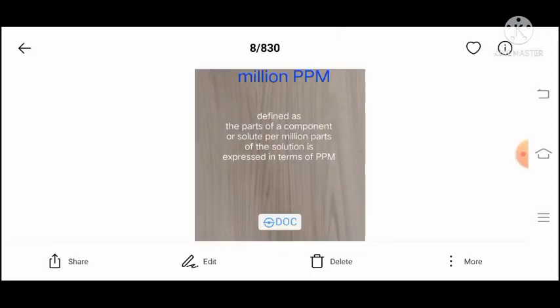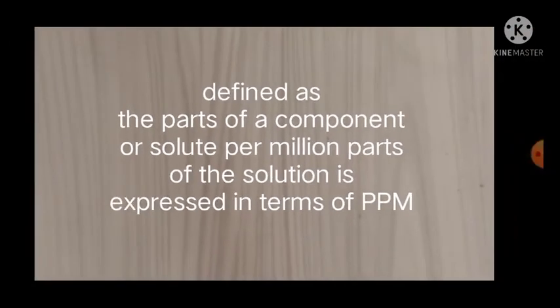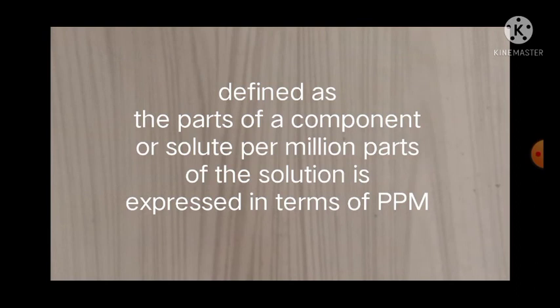ppm is defined as the parts of a component or solute per million parts of the solution. Similarly, in case of percentage, we use out of 100. Here we use parts per million, that is 10 to the power 6.